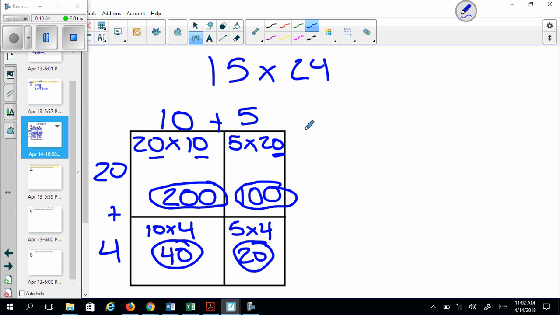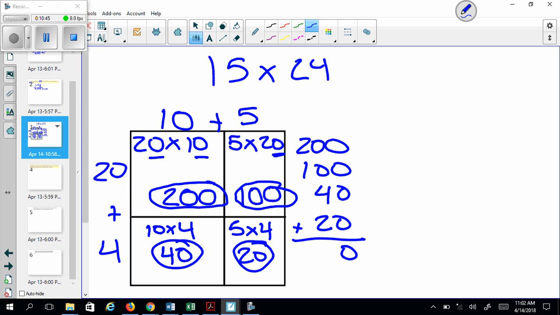And then the same thing, we have to add all these guys up. So we have 200, 100, 40, and 20. So we're going to add all these guys up. I have 0, 6, 3. So 15 times 24 equals 360.